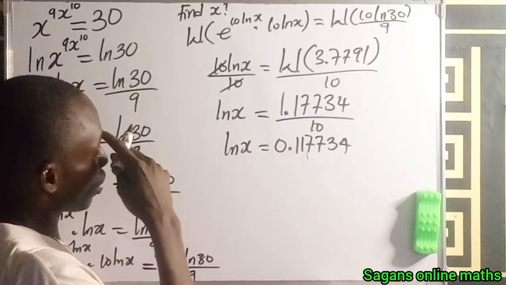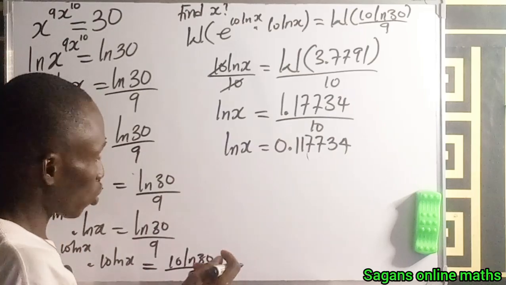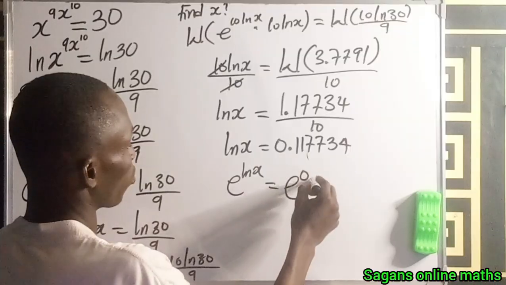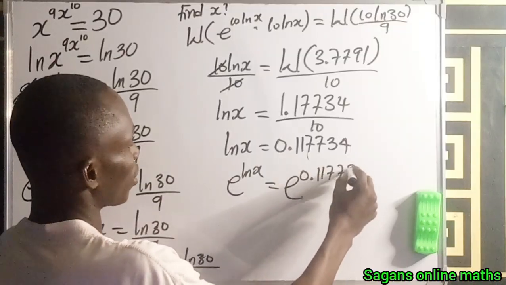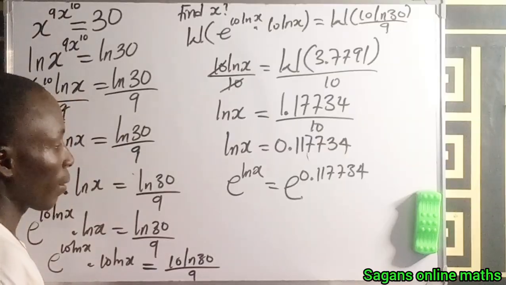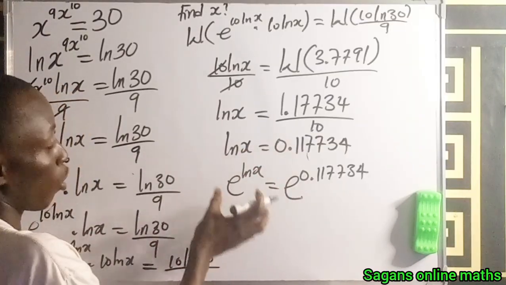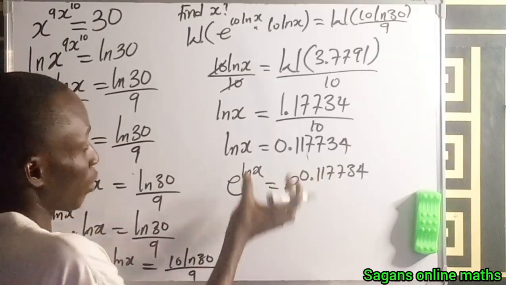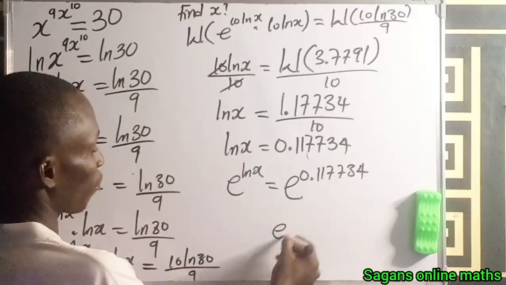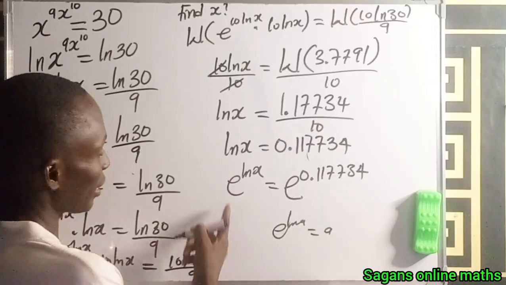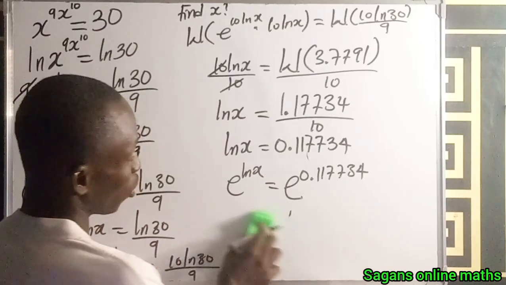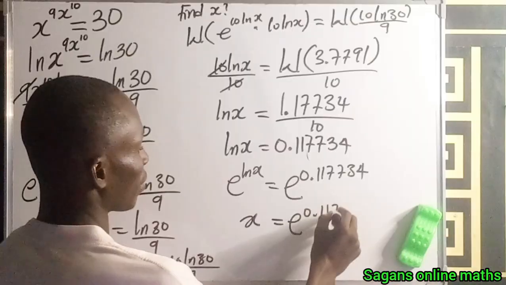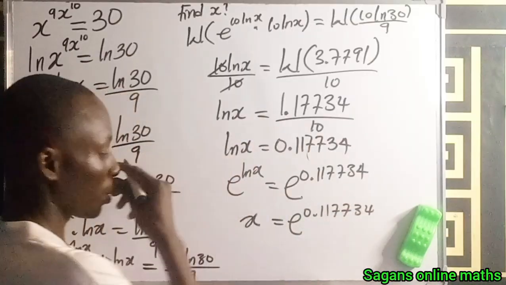Okay. Now at this point we are not so wrong if we raise this as e to the power ln x is equal to e to the power 0.117734. Now remember, since the bases are the same, we can equate the powers and we have exactly what is here. But we know that e to the power ln a is equal to a. That means e to the power ln x will just give us x by obeying the properties of logarithm, right? So we have here x equals e to the power 0.117734.